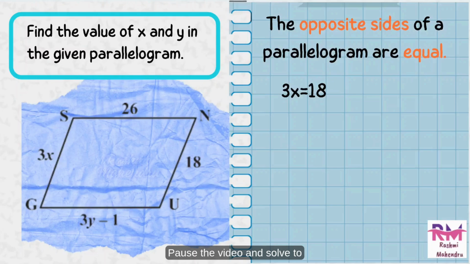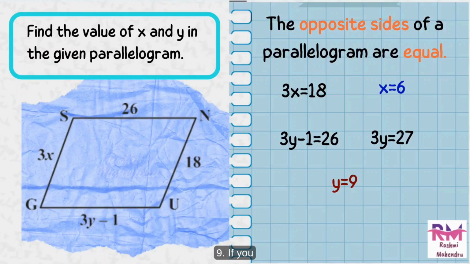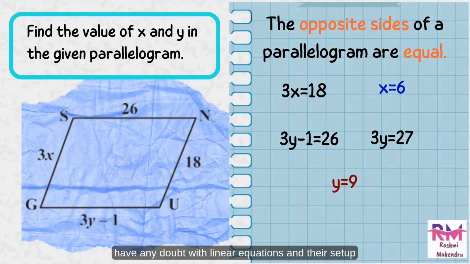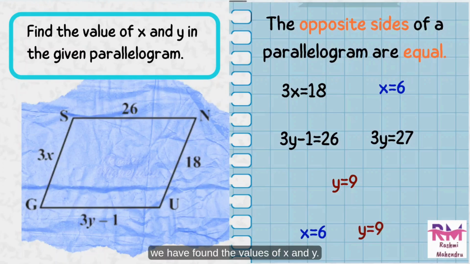Pause the video and solve to find the value of x and y. So 3 times x is 18, which implies x is equal to 6. Similarly, we equate 3 times y, but we are subtracting 1 from it to get 26. That means the first thing is we will add 1 back to 26, and we have 3 times y equals 27, which means y will be equal to 9. If you have any doubt with linear equations and their setup or solution, refer to our playlist on linear equations. As of now, we found the values of x and y.